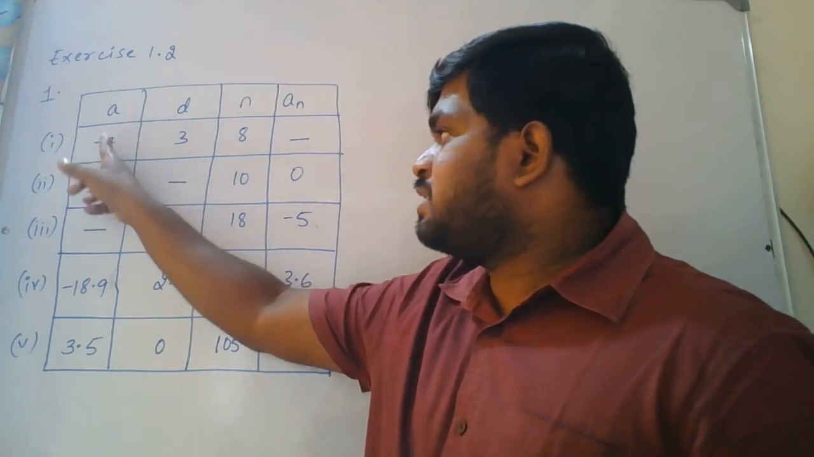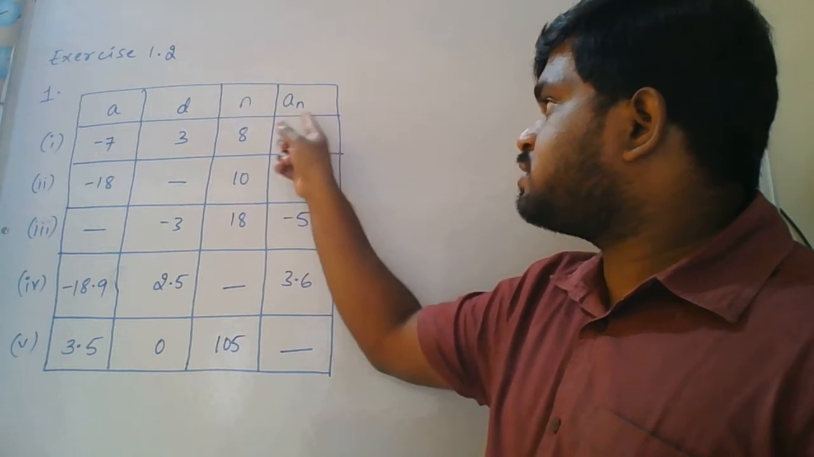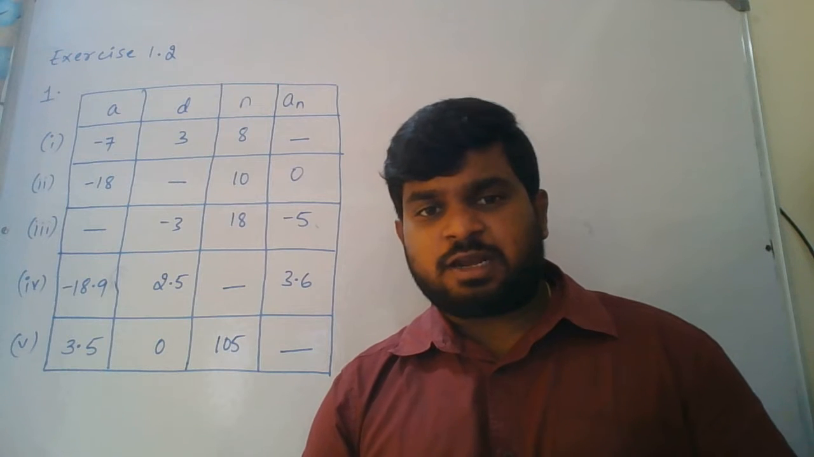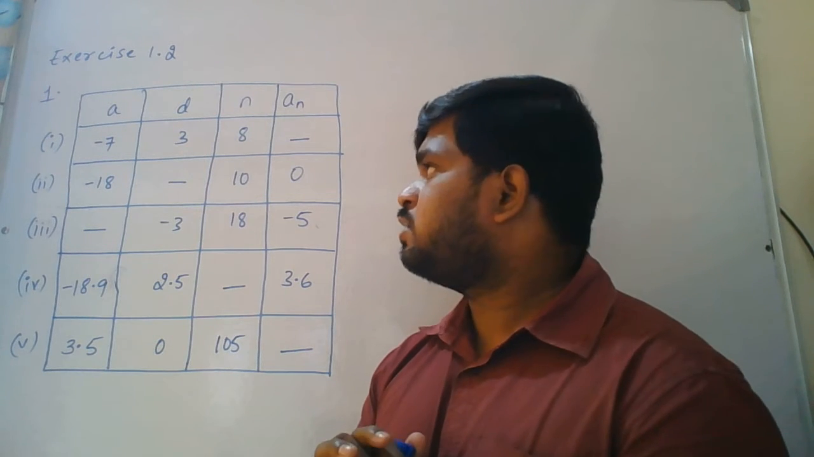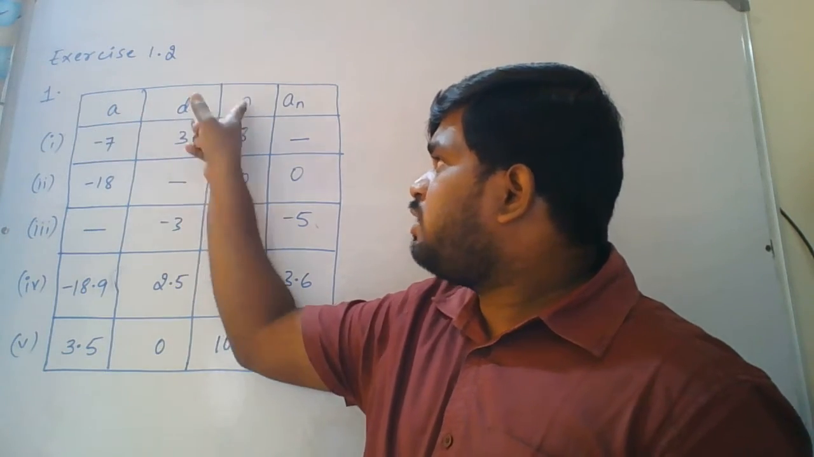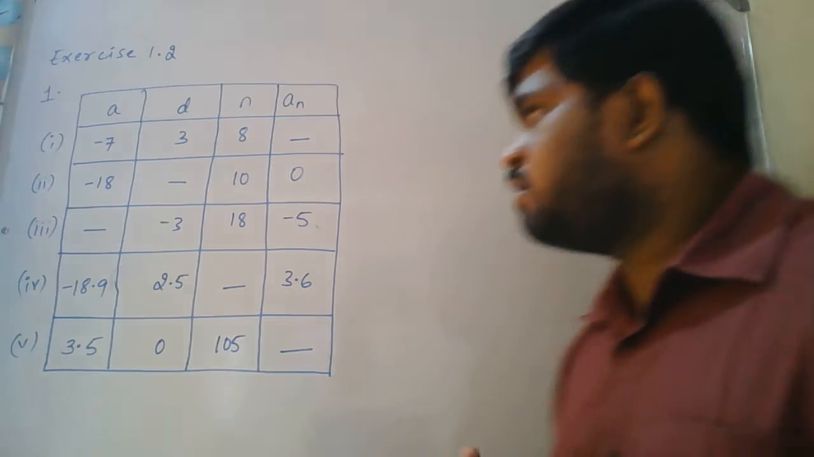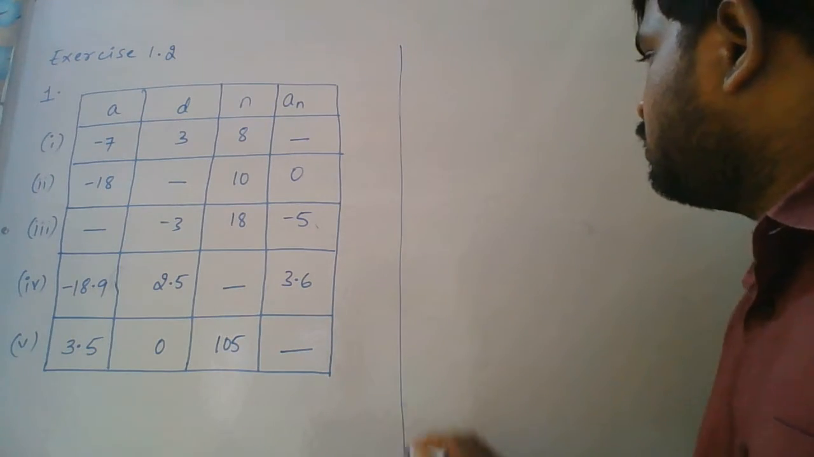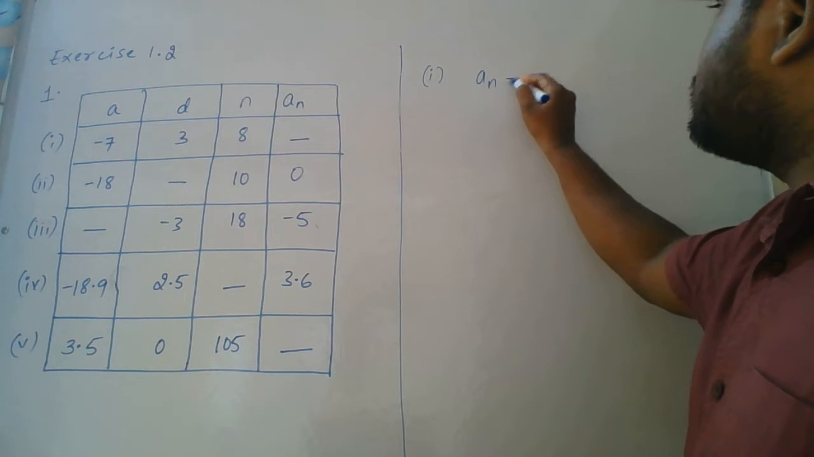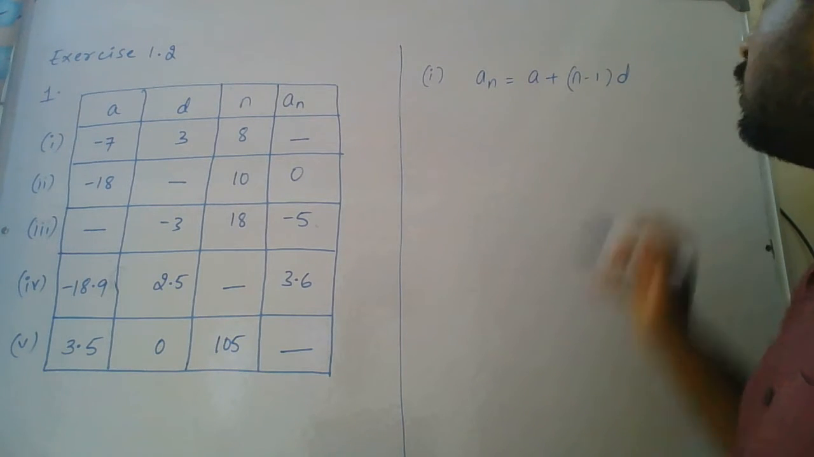In the first problem, A is given as -7, B is given as 3, N as 8, and we are supposed to find the value of AN. Now the first thing that you have to do is check, is there any formula which connects all these things? Yes, there is. So what is the formula? The formula is AN is equal to A plus (N minus 1) into D, isn't it?